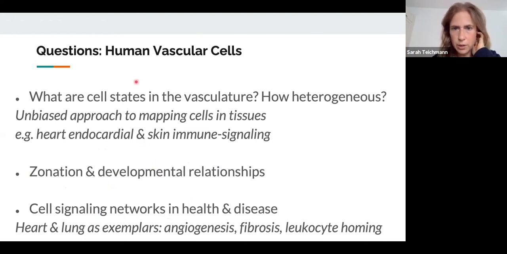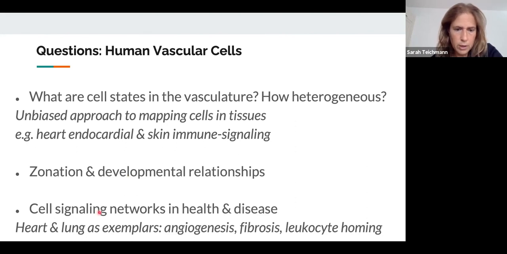So in summary, I've given you an impression here, I hope, for what we can learn in terms of vascular cells and their interactions from human cell atlas data from specific organs and tissues. And in the first part of the talk, I was asking, how can we use this data to find out what the cell states are in the vasculature and how heterogeneous they are? And I presented Ling's unbiased approach to integrating many, many data sets and then identifying organ-specific populations. And I presented some data from that, from the heart endocardium, and then also the published skin immune signaling population. I presented markers that we can mine in terms of their expression across artery, capillary, venous zonation and developmental relationships.